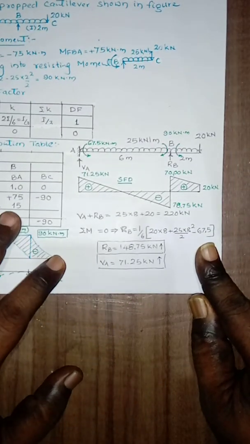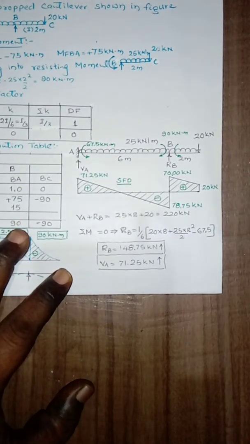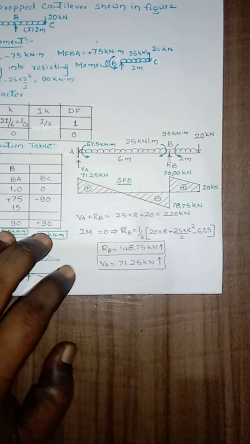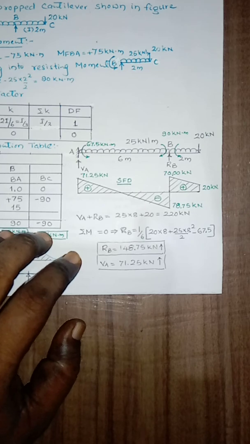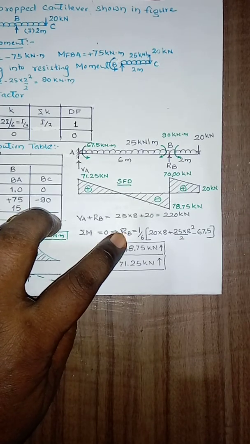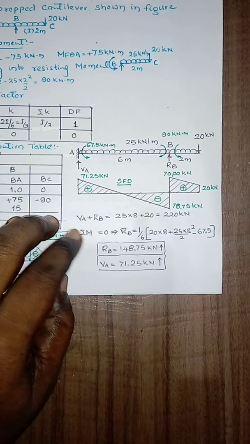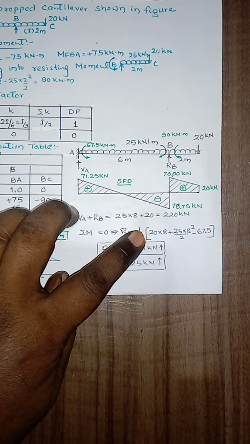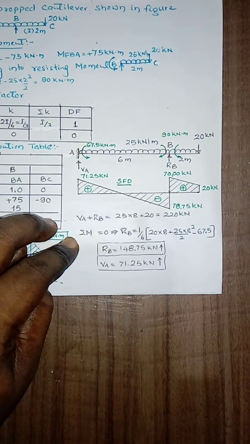Then to draw the shear force diagram, first we have to calculate the support reactions. VA plus RB, by equilibrium of the forces in the vertical direction, equals, due to UDL, 25 into 8 plus 20. Here VA and RB we have assumed upward and these two are downward, so 220 kilonewton.